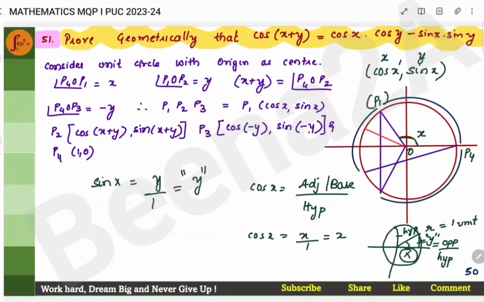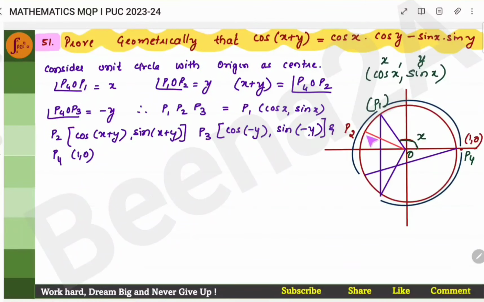And what is the coordinate of P4 now? This radius is 1 unit, so the x coordinate is 1. Why is there no y here? Because it's on the x axis, so y is 0. So 1 comma 0. Now we'll plot another point P2.